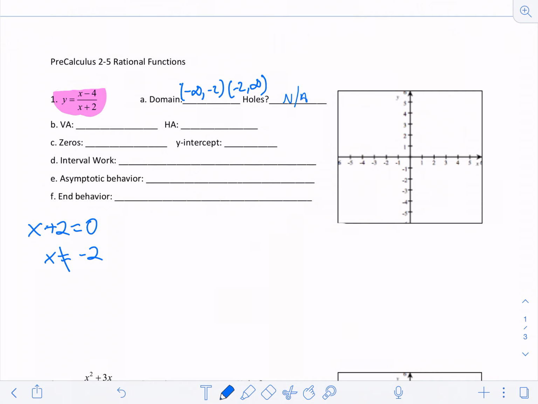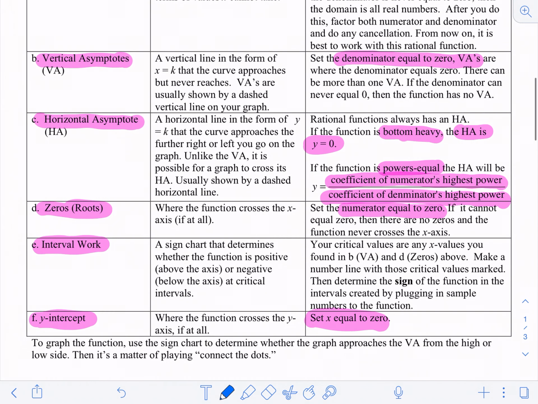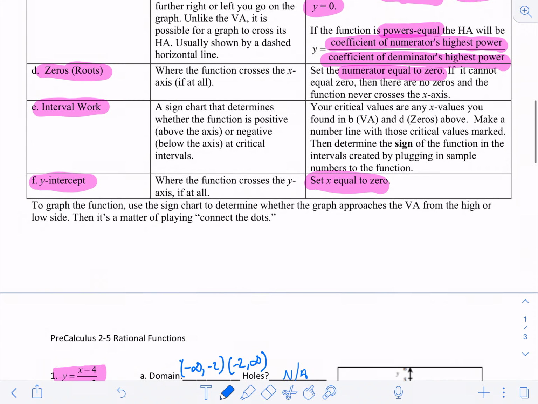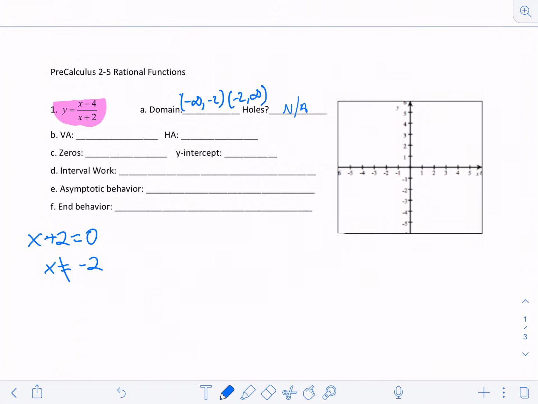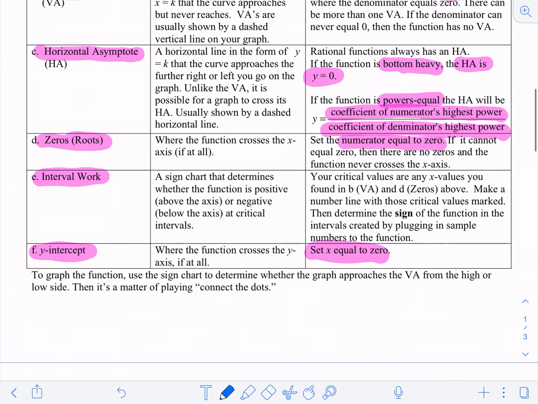So now let's talk about VA and HA. That's my vertical asymptote and my horizontal asymptote. Again, the vertical asymptote is where we set the denominator equal to 0. Well, we already did that, right? When I figured out my domain, x cannot be negative 2. That means my vertical asymptote is going to be at x equals negative 2, because that's a value that x cannot be.